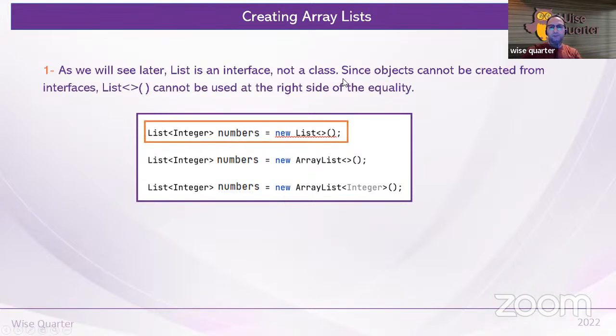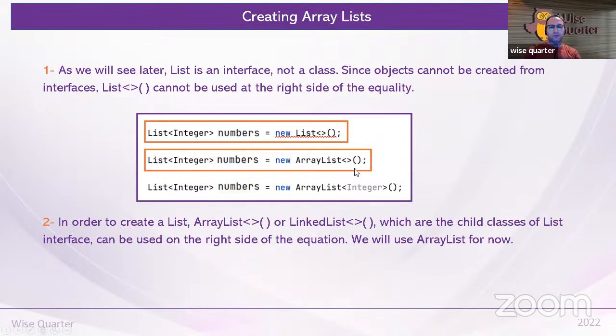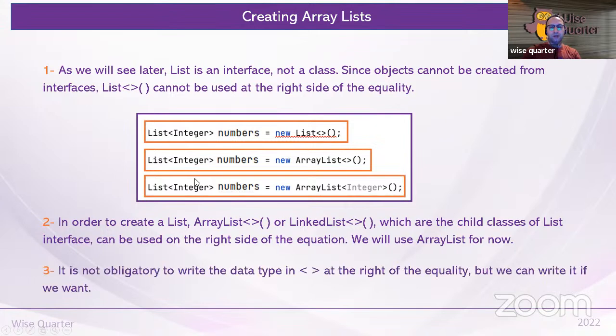Yes, let me see if it is explained here. No. Yes, list is an interface. We cannot create objects from it, but don't worry about it for now. We are going to learn it after the free session. This is the right way of creating a list. You can also create it like this. It doesn't change anything. Writing a data type here will not change anything.